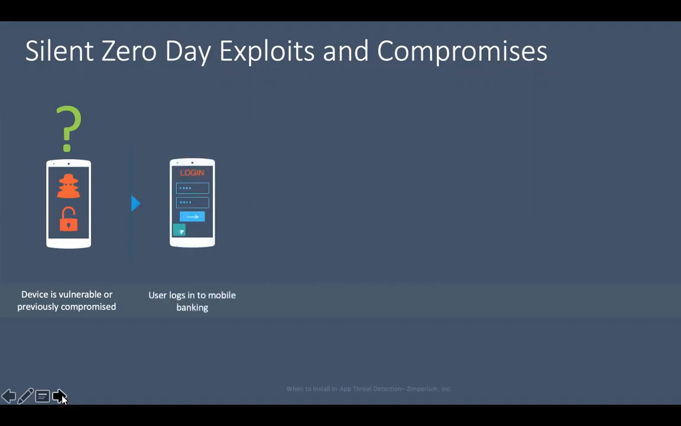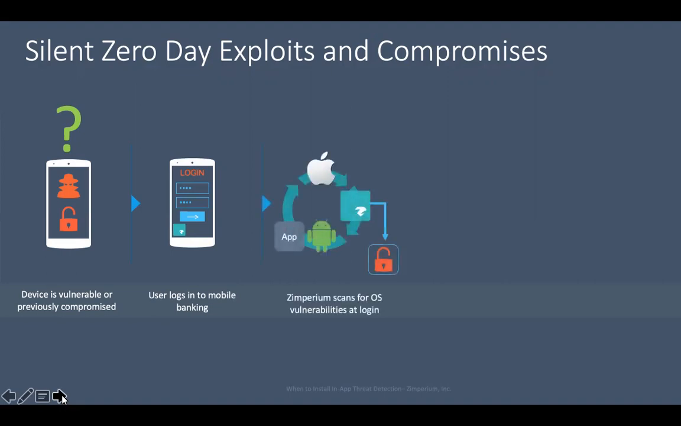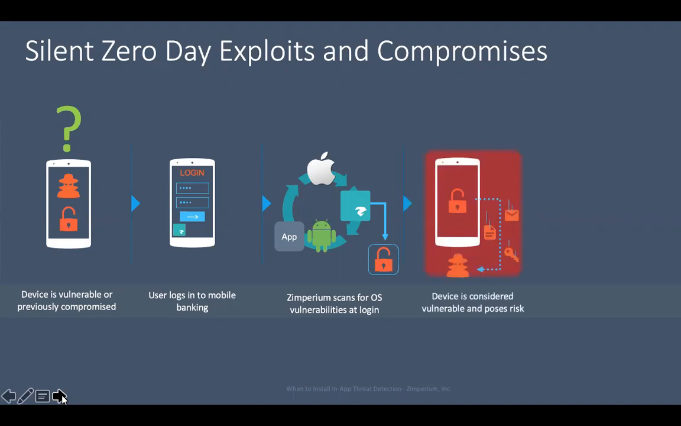Okay, so we're going to log into mobile banking again. When we log in, Zimperium is going to scan the operating system for vulnerabilities at login. We can also take a look at apps on Android for unknown malware. And then if the device is considered vulnerable or poses any risk, you can do something about it.